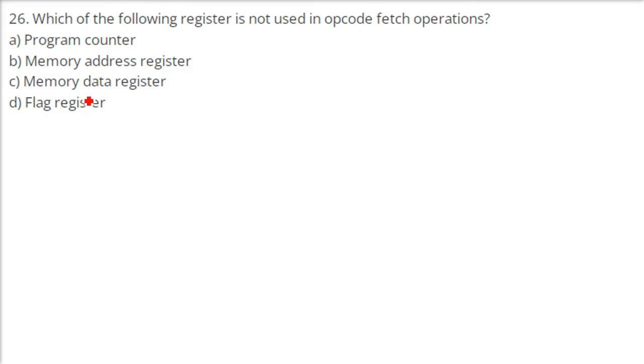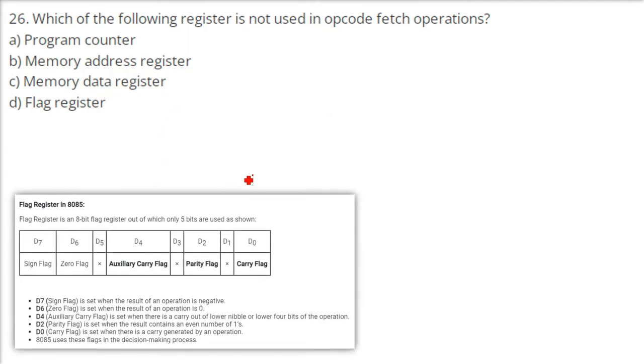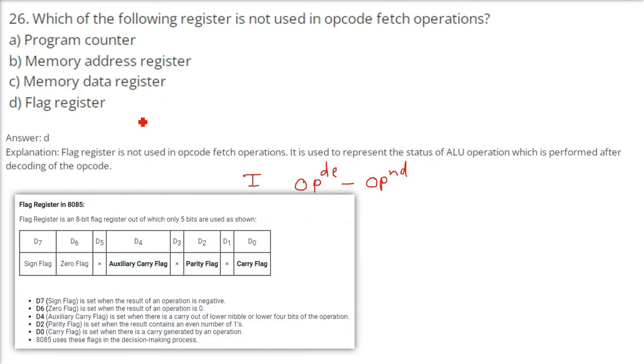Which of the following registers is not used in opcode fetch operations? Okay. Any instruction will have 2 parts: the operation code, opcode, and the operand. So which of the following registers is not used in opcode fetch operation? The flag register is not used in opcode fetch operation.